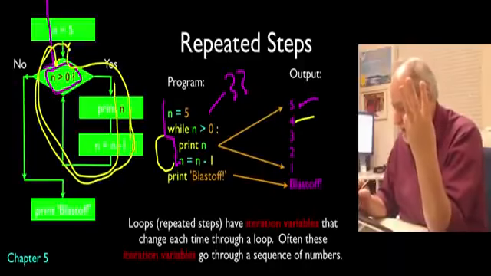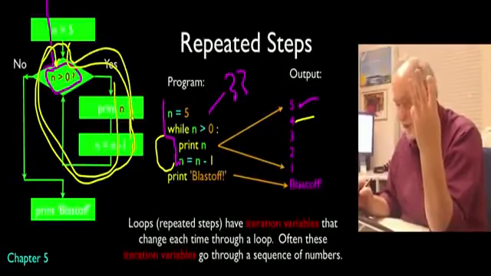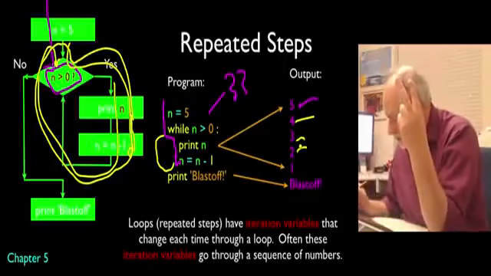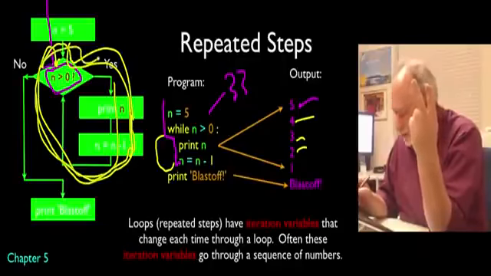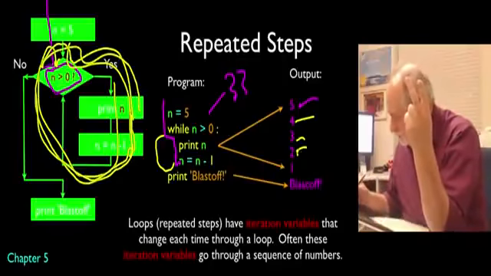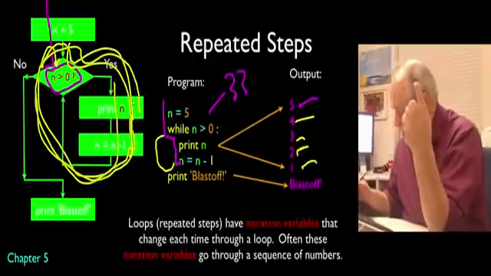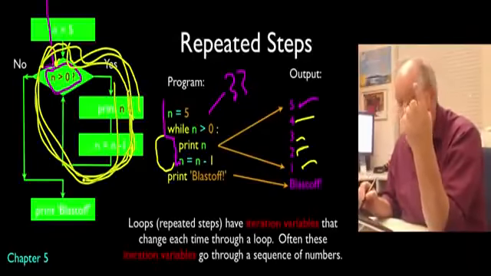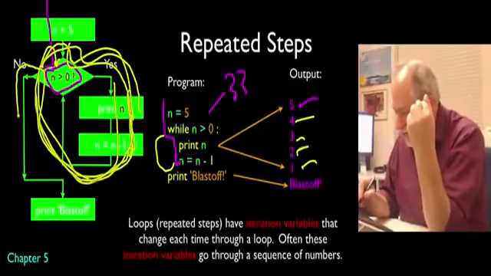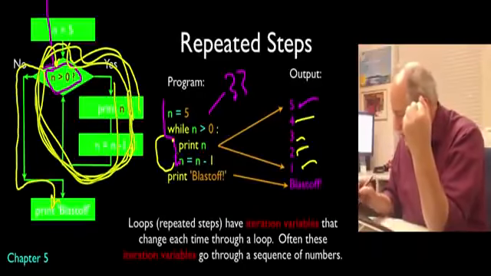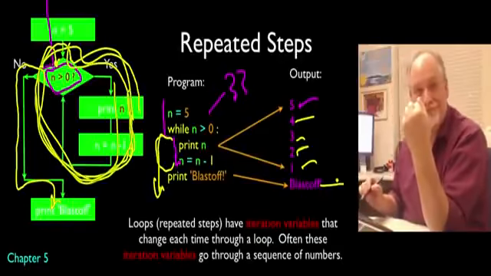Goes back up. Is n greater than 0? Yes, it is. Print out 3. Subtract 1. Now it's 2. Then it goes back up. Still greater than 0? Yes, it is. Print out 2. Now we subtract 1, and it becomes 1. Goes back up, prints 1, subtracts 1, and it becomes 0. Is it greater than 0? No. And we finally leave and drop down. The last thing that comes out is the print of blast off.